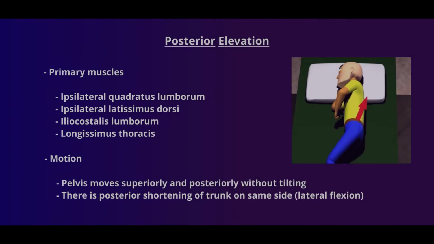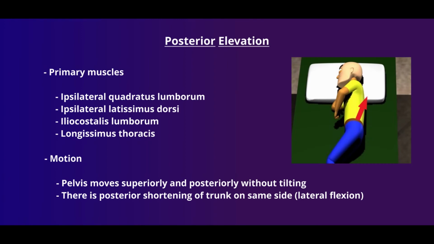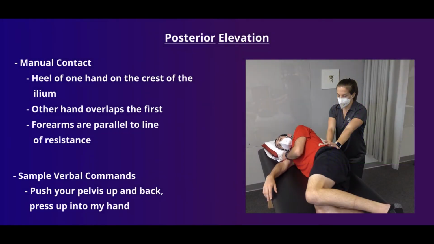Let's start with posterior elevation. The motion that is occurring is a superior and posterior translation without a component of tilting. The muscles responsible for this motion are our ipsilateral quadratus lumborum, ipsilateral latissimus dorsi, iliocostalis lumborum, and longissimus thoracis. For this direction, the clinician is positioned behind the patient. The heel of one hand is placed on the crest of the ilium, just posterior to the midline.